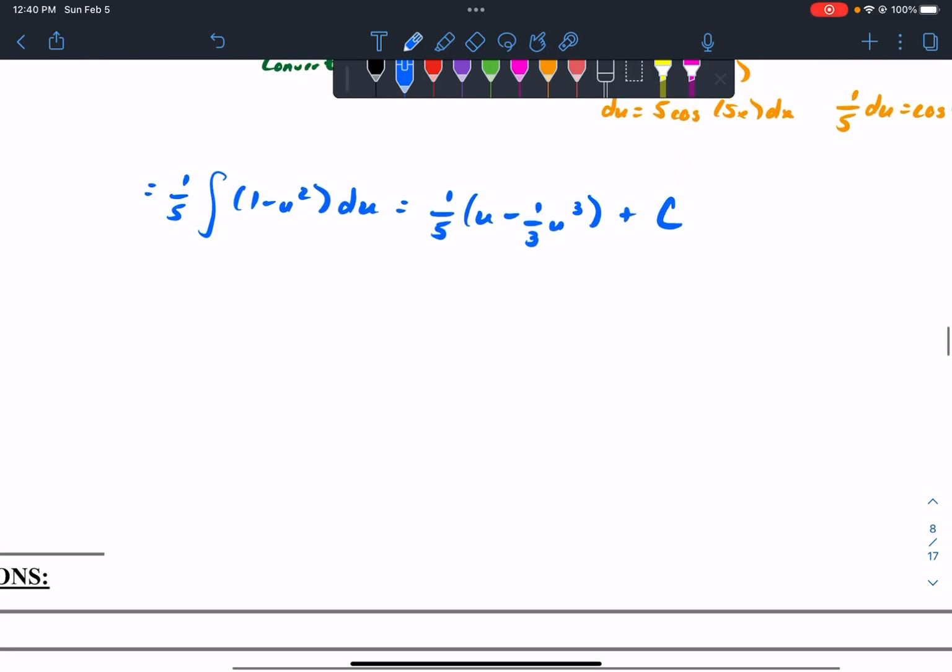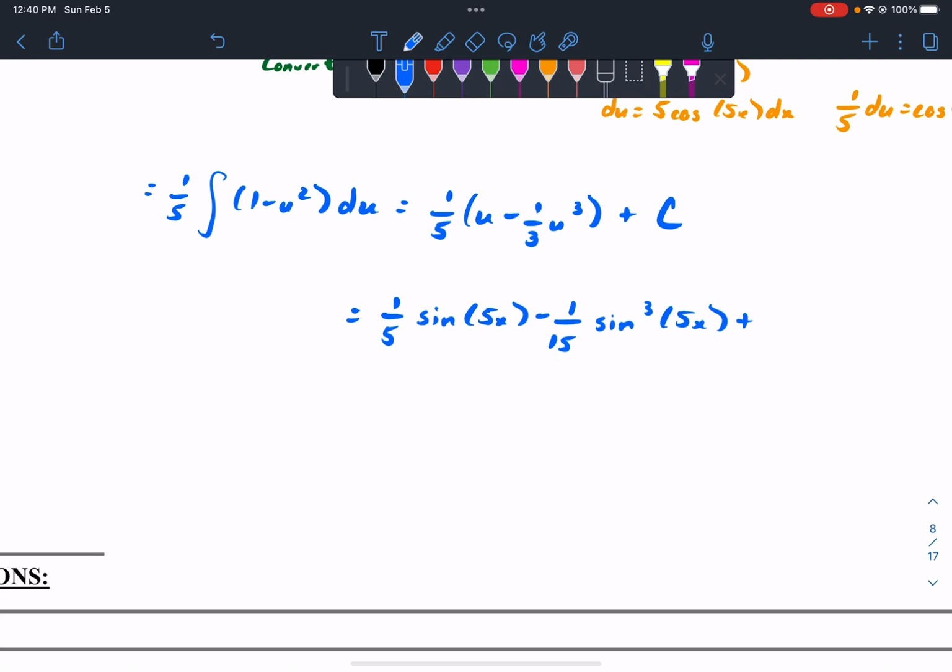And so now all I have to do is replace the u with the sine of 5x. I'm going to go ahead and distribute just in an effort to see it a little cleaner. So 1/5 sine of 5x there. And then you've got 1/15 sine cubed of 5x plus c.